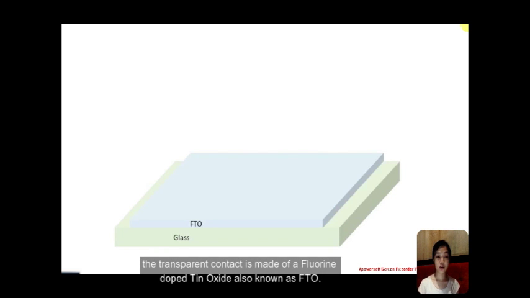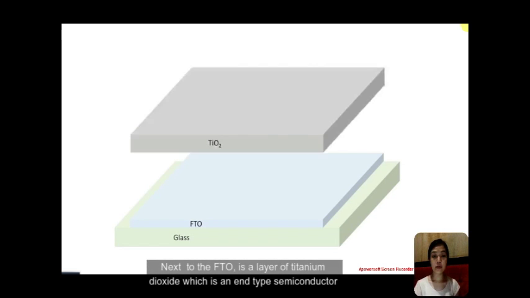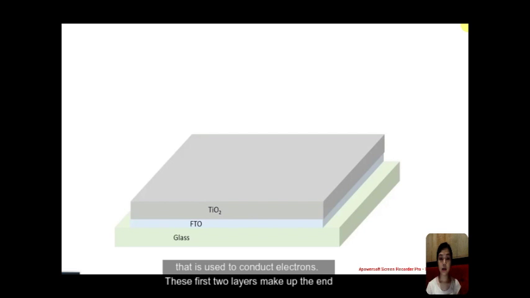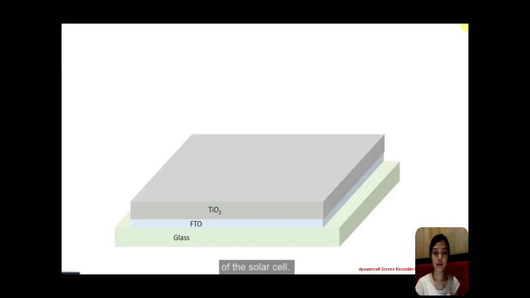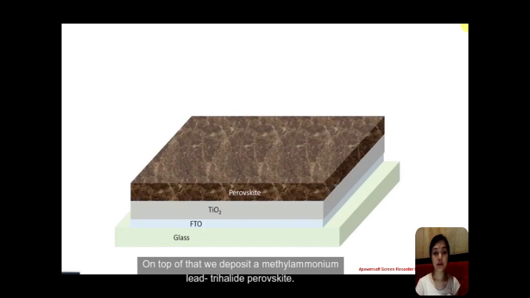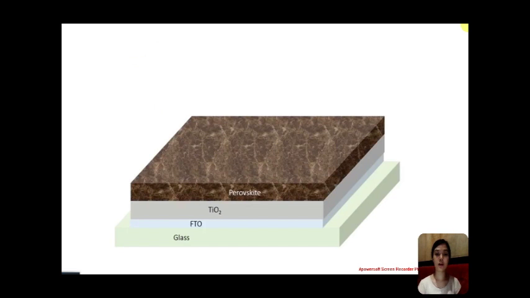The transparent contact is made up of fluorine-doped tin dioxide, known as FTO. Next to FTO is a layer of titanium dioxide, which is an n-type semiconductor that is used to conduct electrons. These first two layers make up the anode of the solar cell. On top of that, we deposit a metal ammonium lead trihalide perovskite.